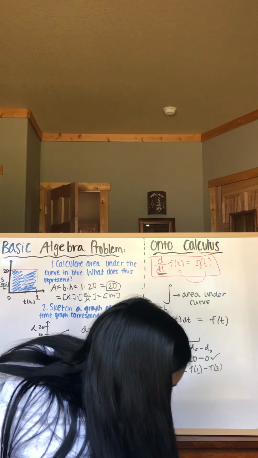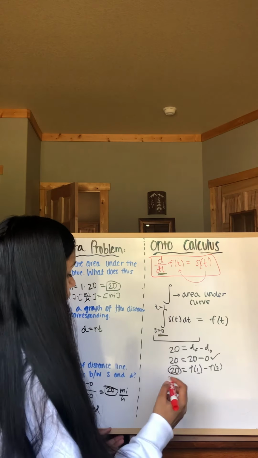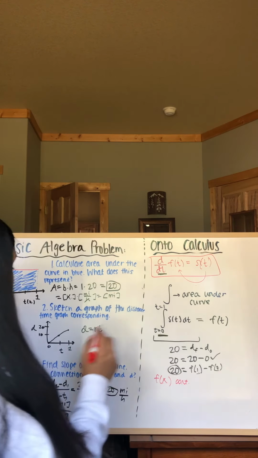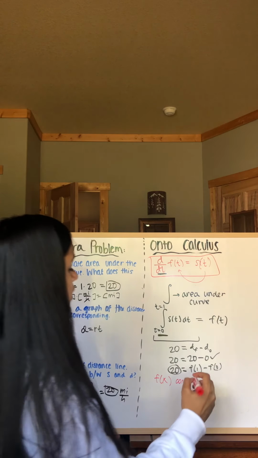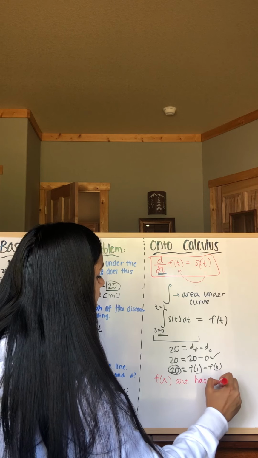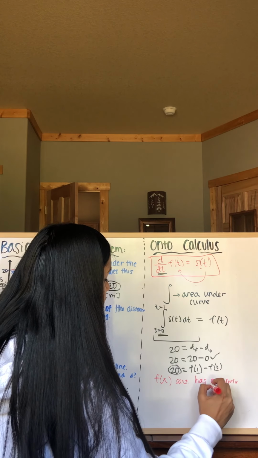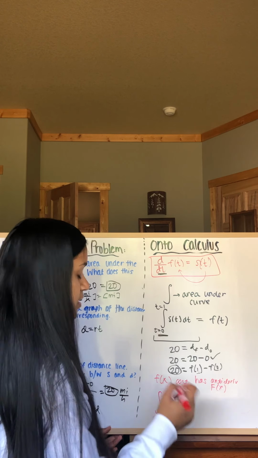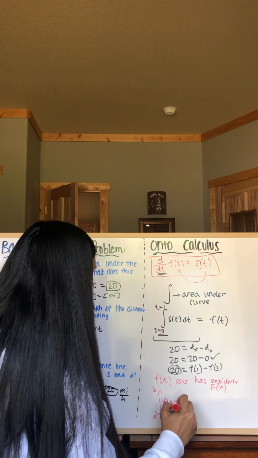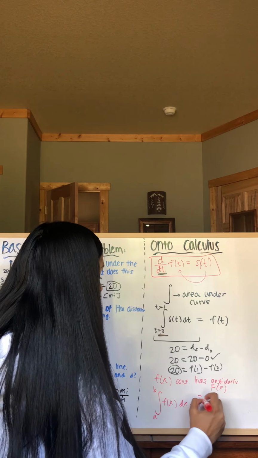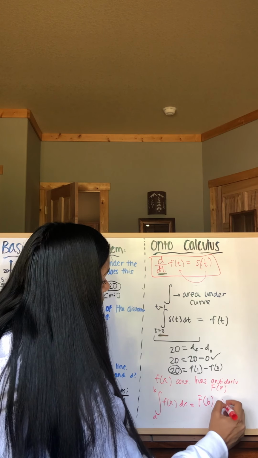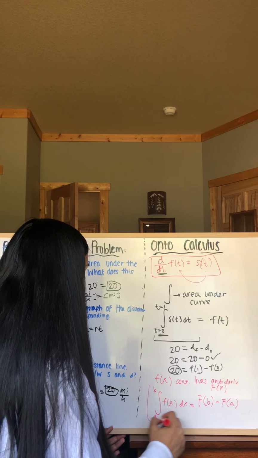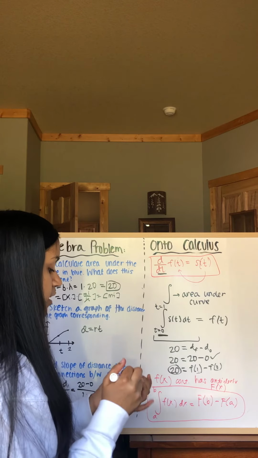So, in a more broad rule, if I have a function f of x that is continuous, because this was continuous and this was also continuous, and that has an antiderivative called capital F of x, then we can say that the integral between any 2 points a and b of f of x dx equals the antiderivative, capital F of b minus capital F of a. Those are the two main things to know.